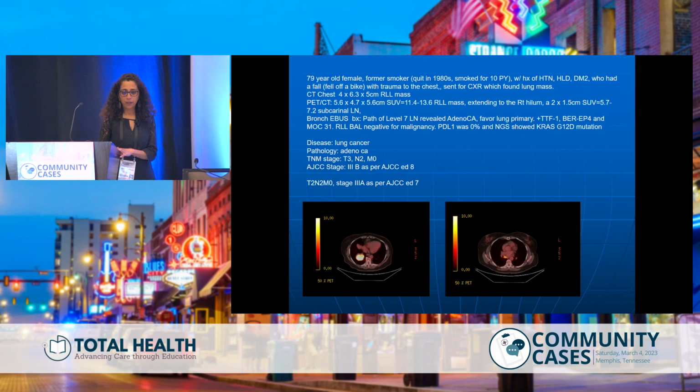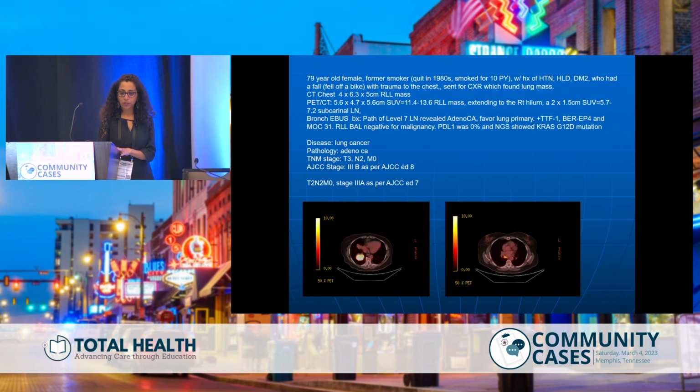So this is a 79-year-old lady, former smoker. She quit in the 1980s. She had smoked for about 10 years, prior to that a pack a day, with history of hypertension, dyslipidemia, diabetes. She had a fall. She fell off of a bike. She's 79. I want to bring this up again. These are our patients. They're highly functional. They're 80, 85, 90 sometimes, and they're more functional than I am. So that needs to be kept in mind. It's not the chronological age.